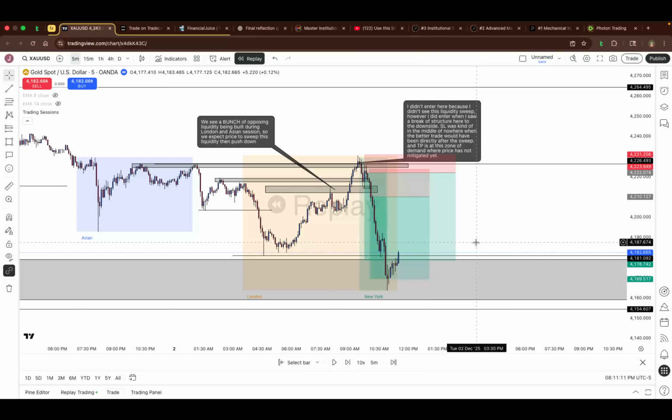What is the strategy? Looking at London and Asian session, looking at liquidity being created, looking at supply and demand zones on a higher time frame, then going down to the 5 minute, waiting for a sweep or even a fair value gap or something like this. Trading with the swing, trading with the internal structure. If we are pro swing and internal, that gives us even more confluence.